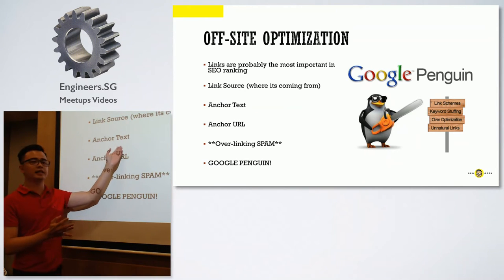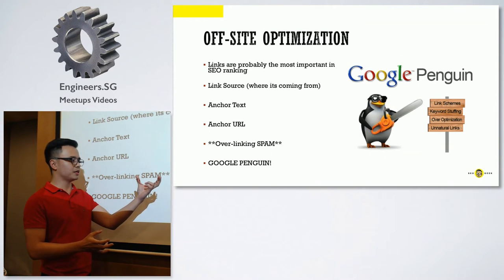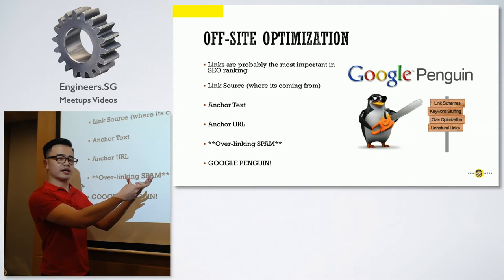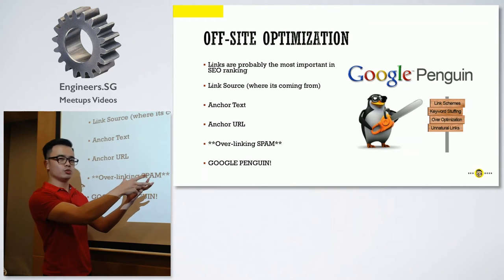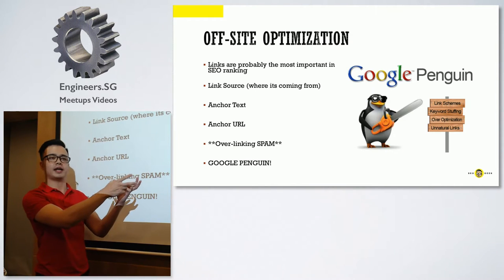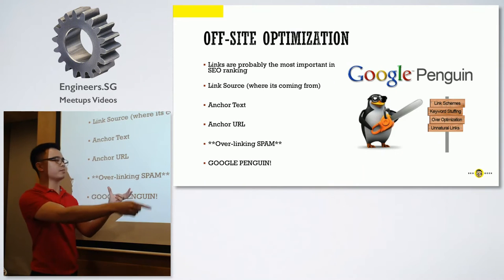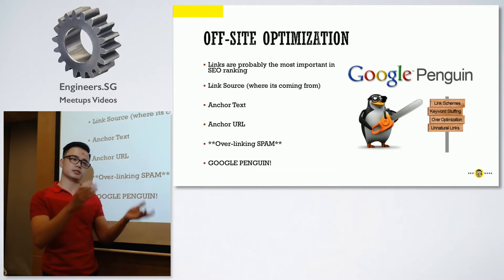Okay, so the use of anchor text. For example, when I send a link to someone else, sometimes you see the link can be in blue, it can be "click here", or it can be "visit this site". So these words that you use is actually what we term the anchor text, okay? And then the URL that directs you to that website is the anchor URL. So the use of your anchor text matters as well, okay?